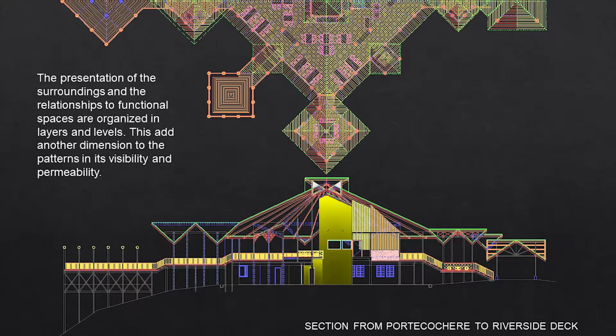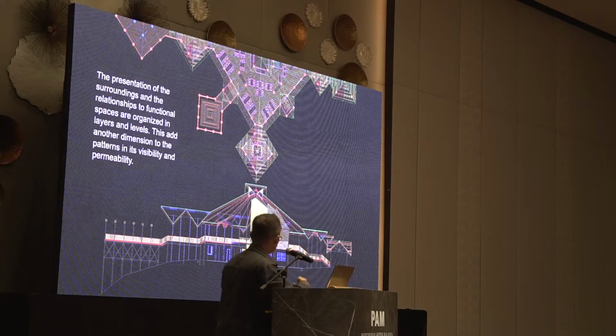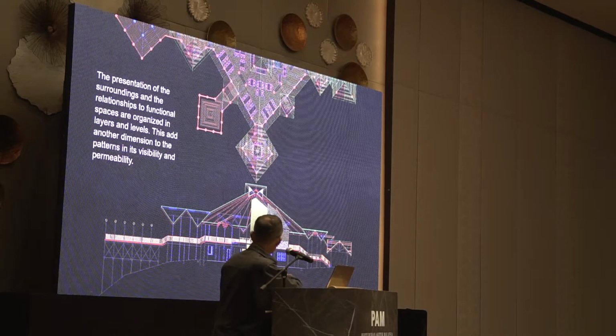And at the same time, what we call visibility and permeability is what you can see, where you can go, and what you cannot, what you want to hide, which is not part of your activity. So we introduce levels to separate accommodation, kitchen, and then you have the sitting area in steps until you go down to the deck at the bottom here, which is right next to the river, the Imbak River.